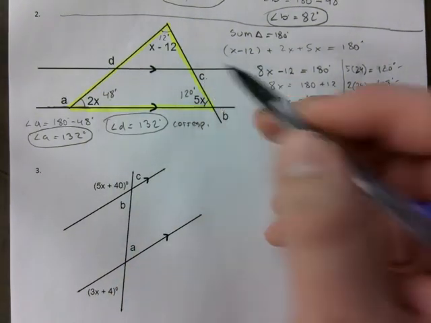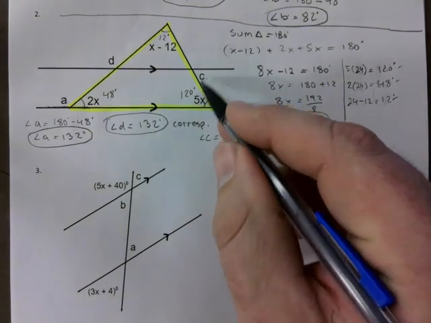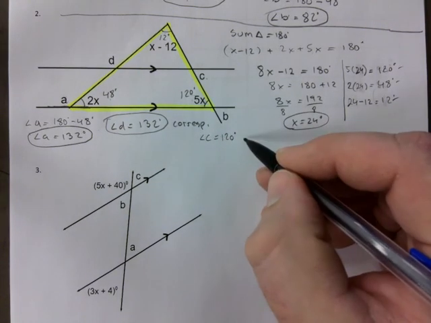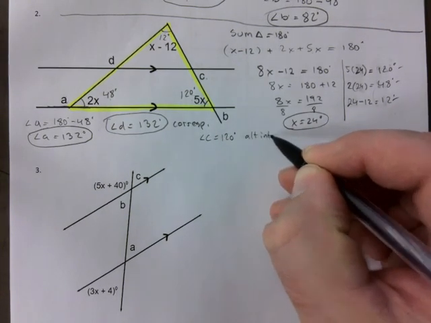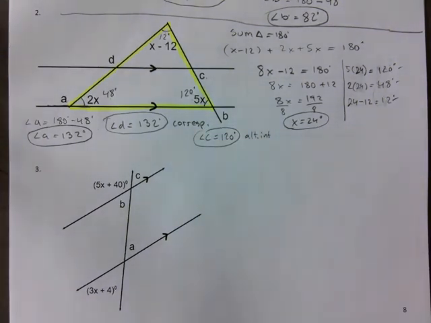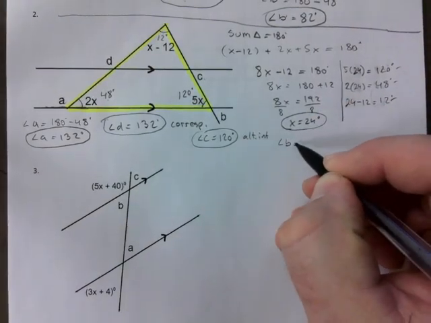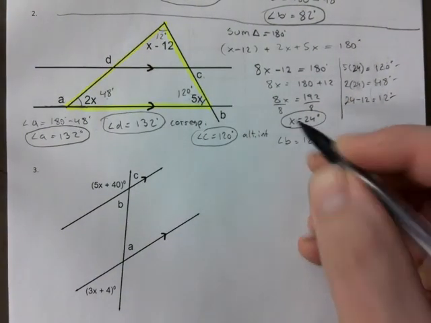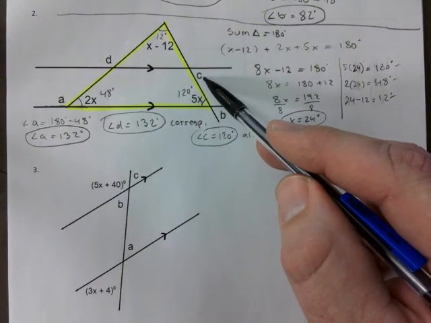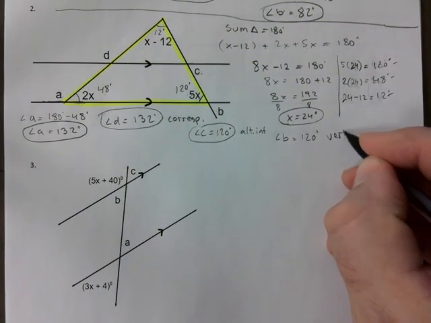Angle C is the same. These two are the same. So I'll just make that 120 and I'll call that alternate interior. Okay, because I don't have a lot of room, I'm just going to do it that way. B is vertically opposite, so angle B is 120. You could also say that it's corresponding here, but I'm going to use vertically opposite there.